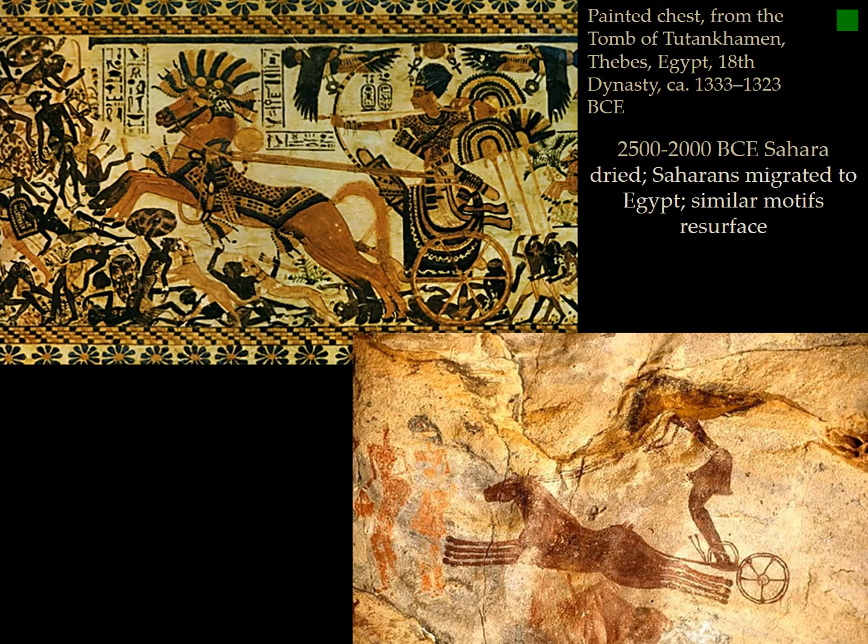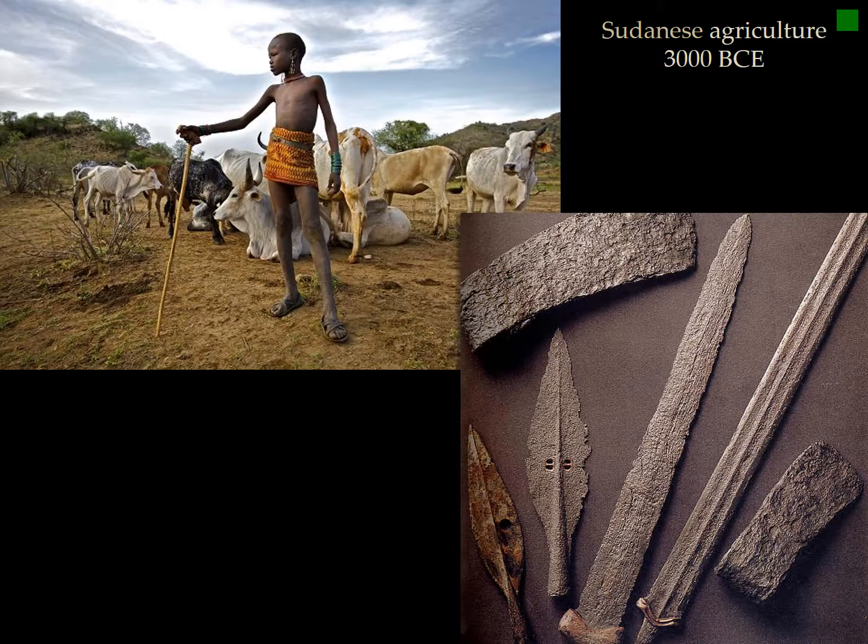In 2500 to 2000 BCE, the Sahara dries up, so the Saharans migrate to Egypt, where similar motifs resurface of people driving and caring for cattle, as well as other people riding chariots. The Egyptians adopt this because many of these peoples become workers and artisans in Egypt. They also migrate south to the Sudan, taking their traditions and their animal husbandry with them. Therefore, Sudanese agriculture develops around 3000 BCE while this transition is happening in the northern desert.